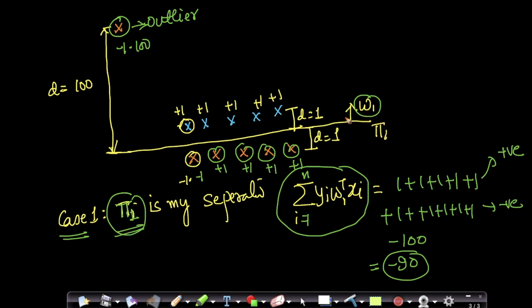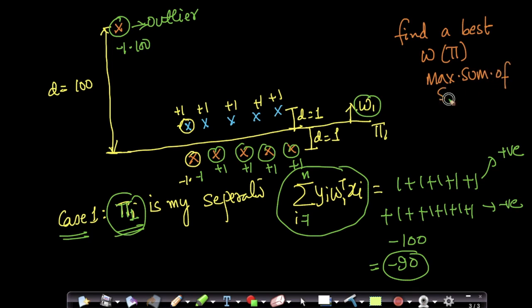Now let me put a twist to this tale. What is our objective? Our objective is to find the best W, and correspondingly the best pi, which maximizes the sum of signed distances, right? That's our objective. Let's not forget our objective.